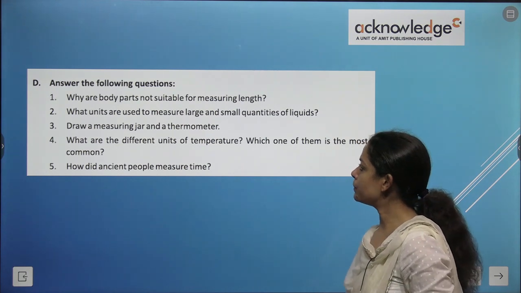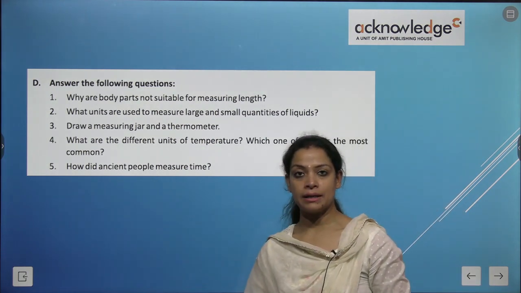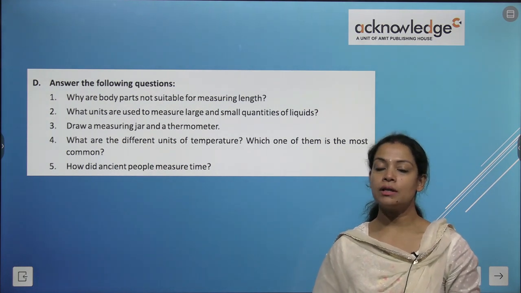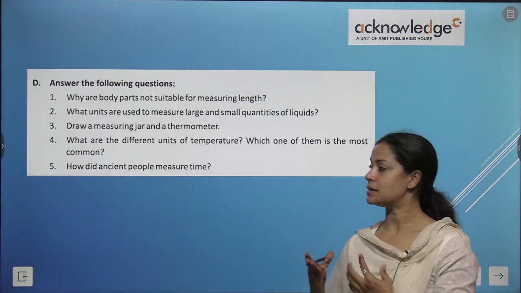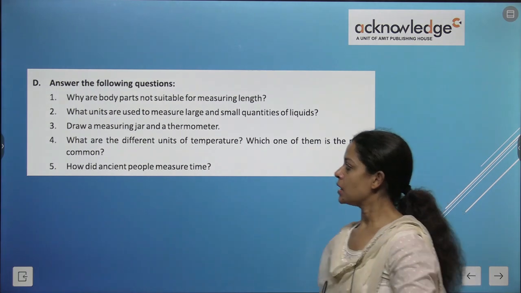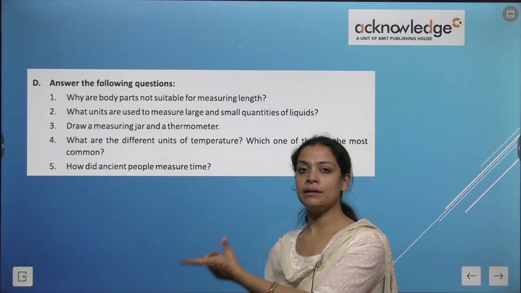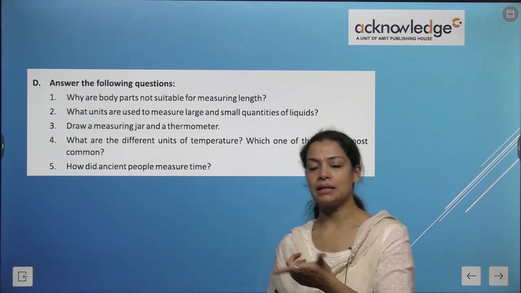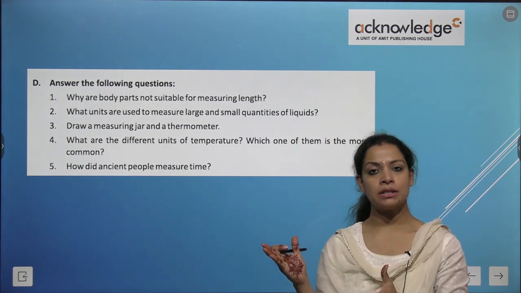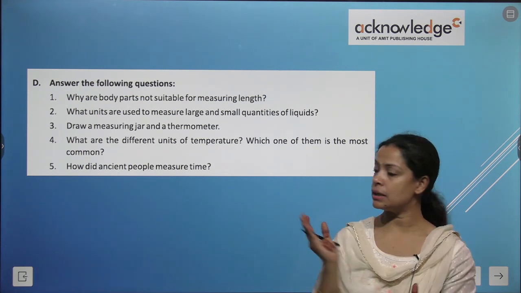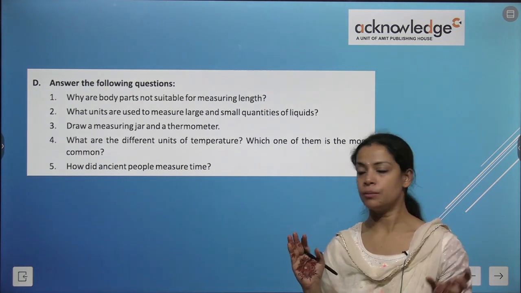What units are used to measure large and small quantities of liquids? So for large quantities we use liter and for smaller versions, smaller quantities, capacity, we use milliliter. Draw a measuring jar and a thermometer. So while studying the chapter, हमने देखा था there were so many measuring jars, pictures of measuring jars. So you can pick any of them and draw a diagram and also a thermometer.